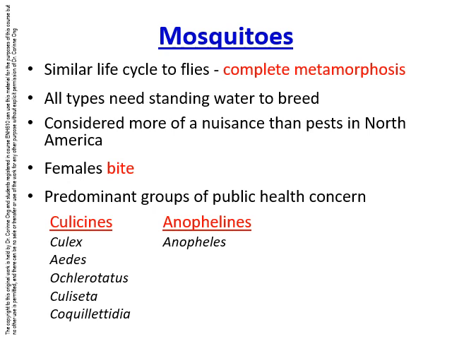There are two major groups of mosquitoes, the culicines and the anophelines. You can see that the culicine group has a larger number of genera of mosquitoes that transmit vector-borne diseases than the anopheline group.